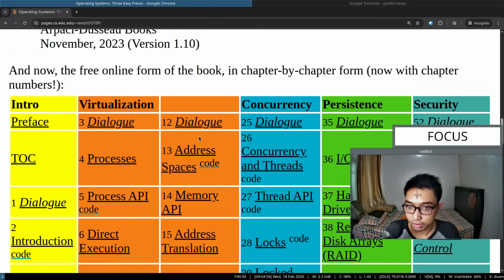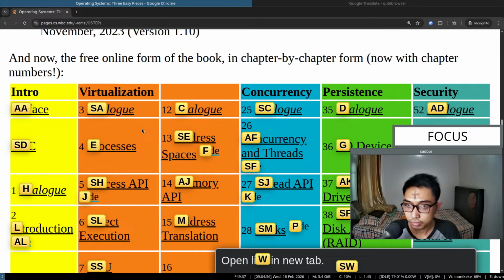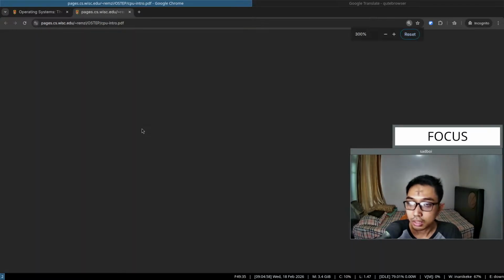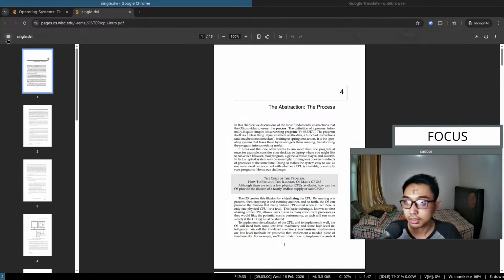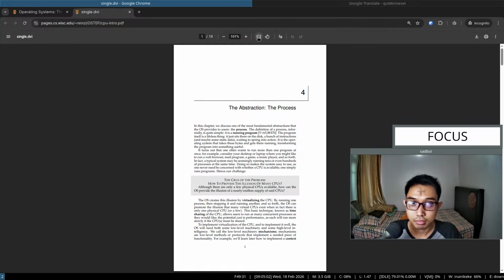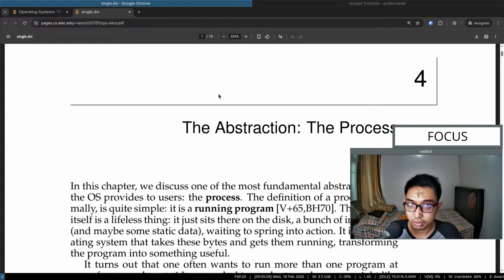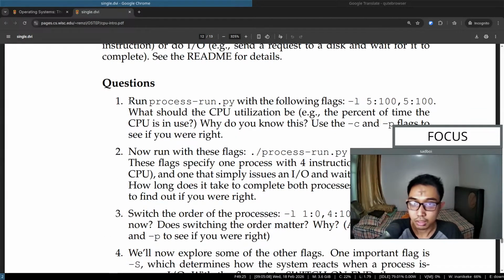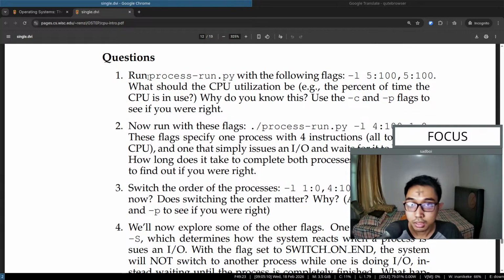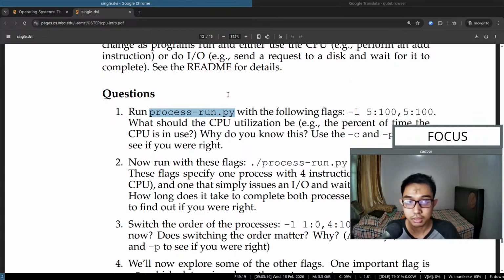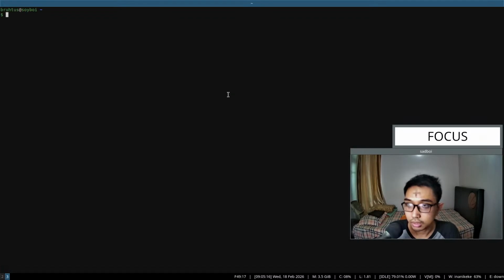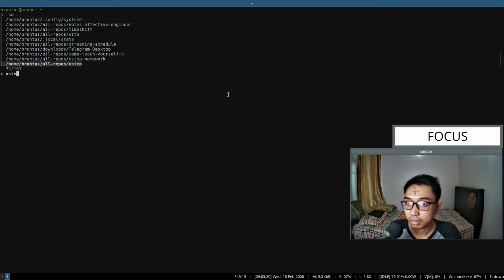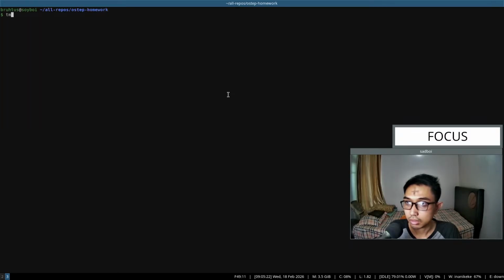So let's continue in the process homework. Okay, let me take a look. Okay, the run process, this run.py, the Python script. Let me check. This one.